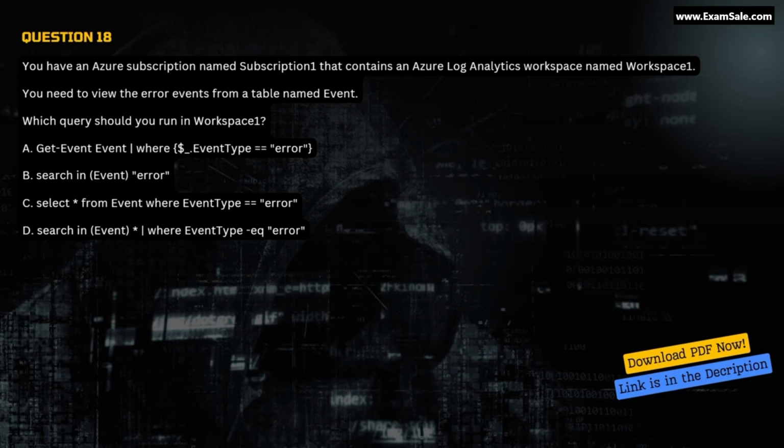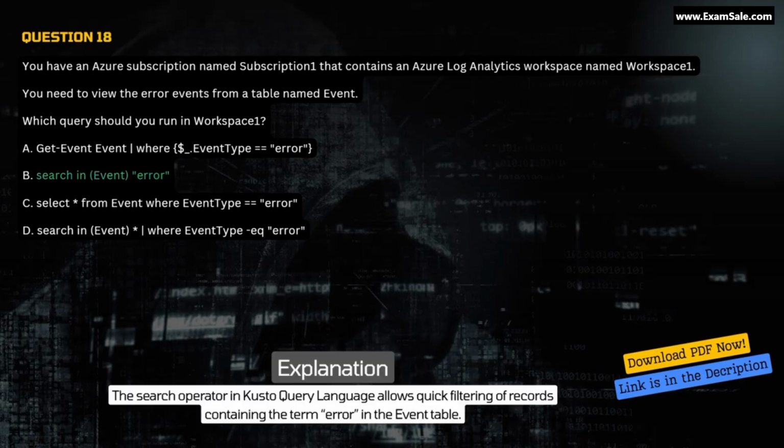A. Get event, where $_event type == error. B. Search in event error. C. Select asterisk from event where event type == error. D. Search in event asterisk where event type EQ error. Correct answer B. Search in event error. Explanation. The search operator in Kusto query language allows quick filtering of records containing the term error in the event table.